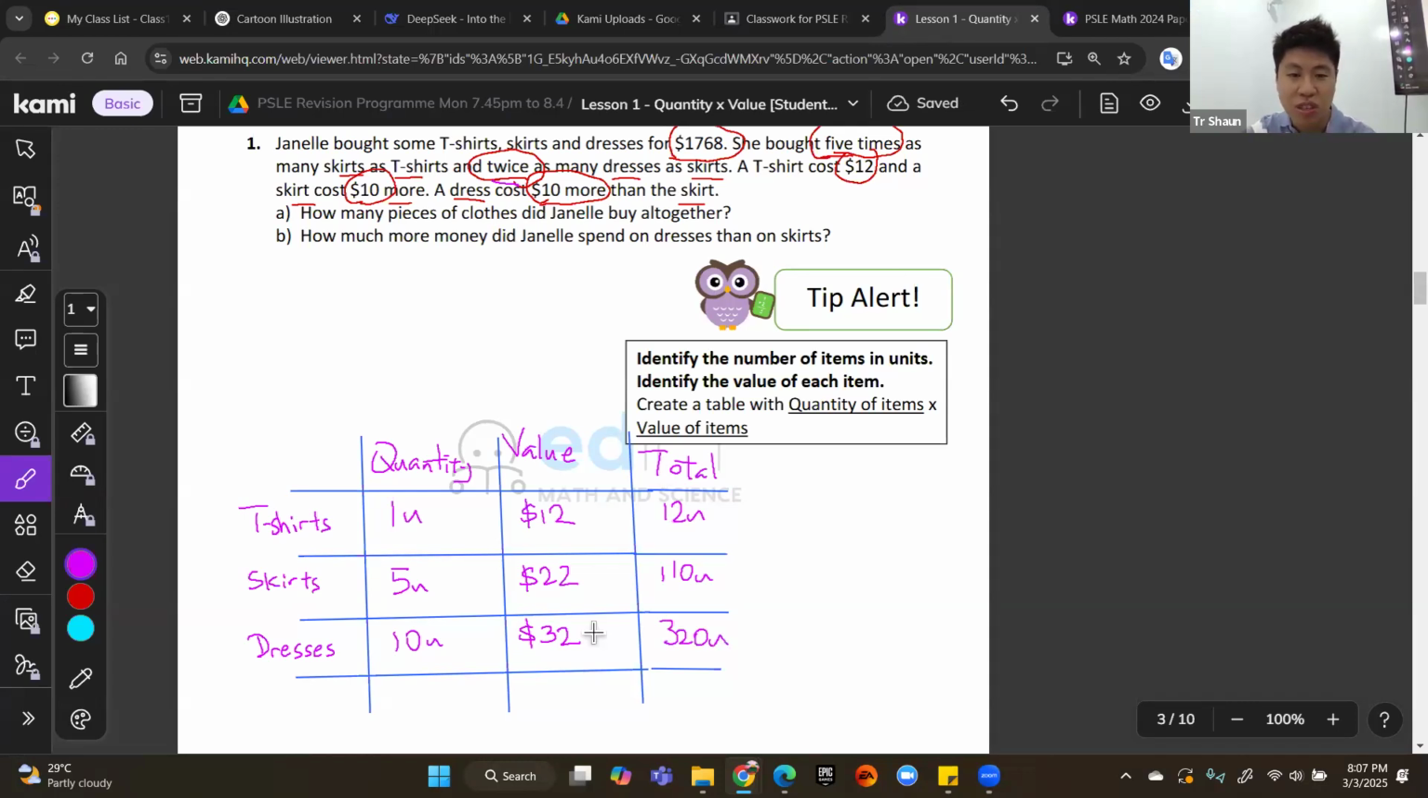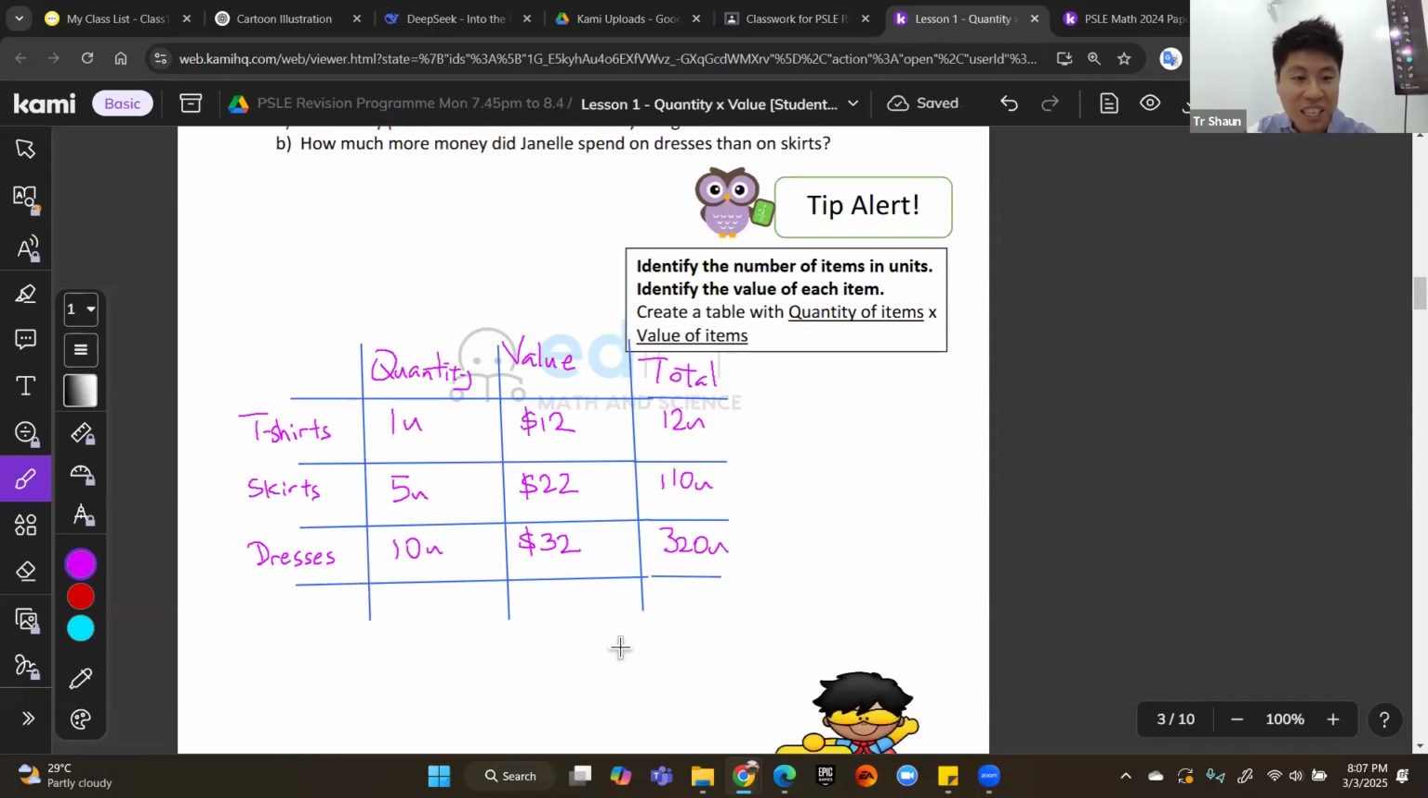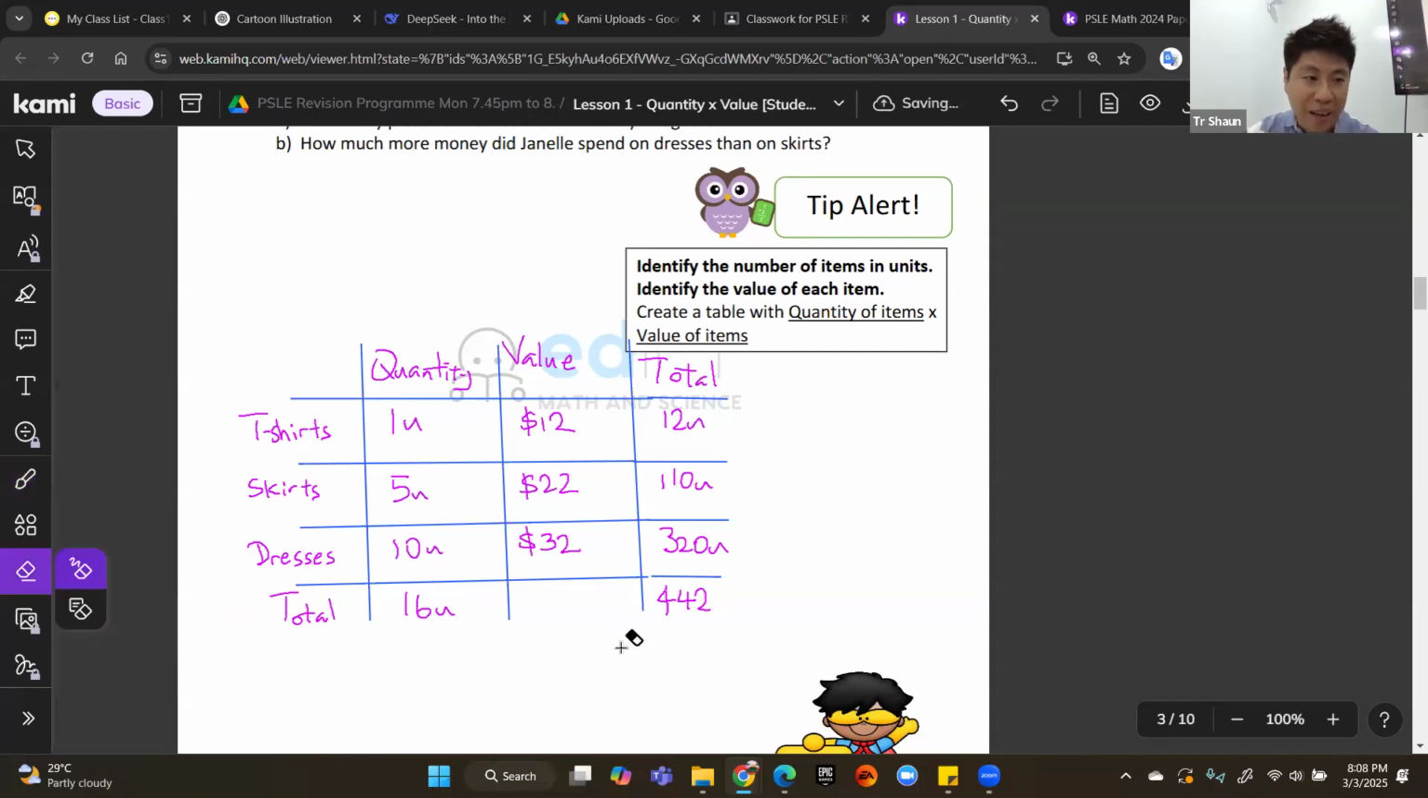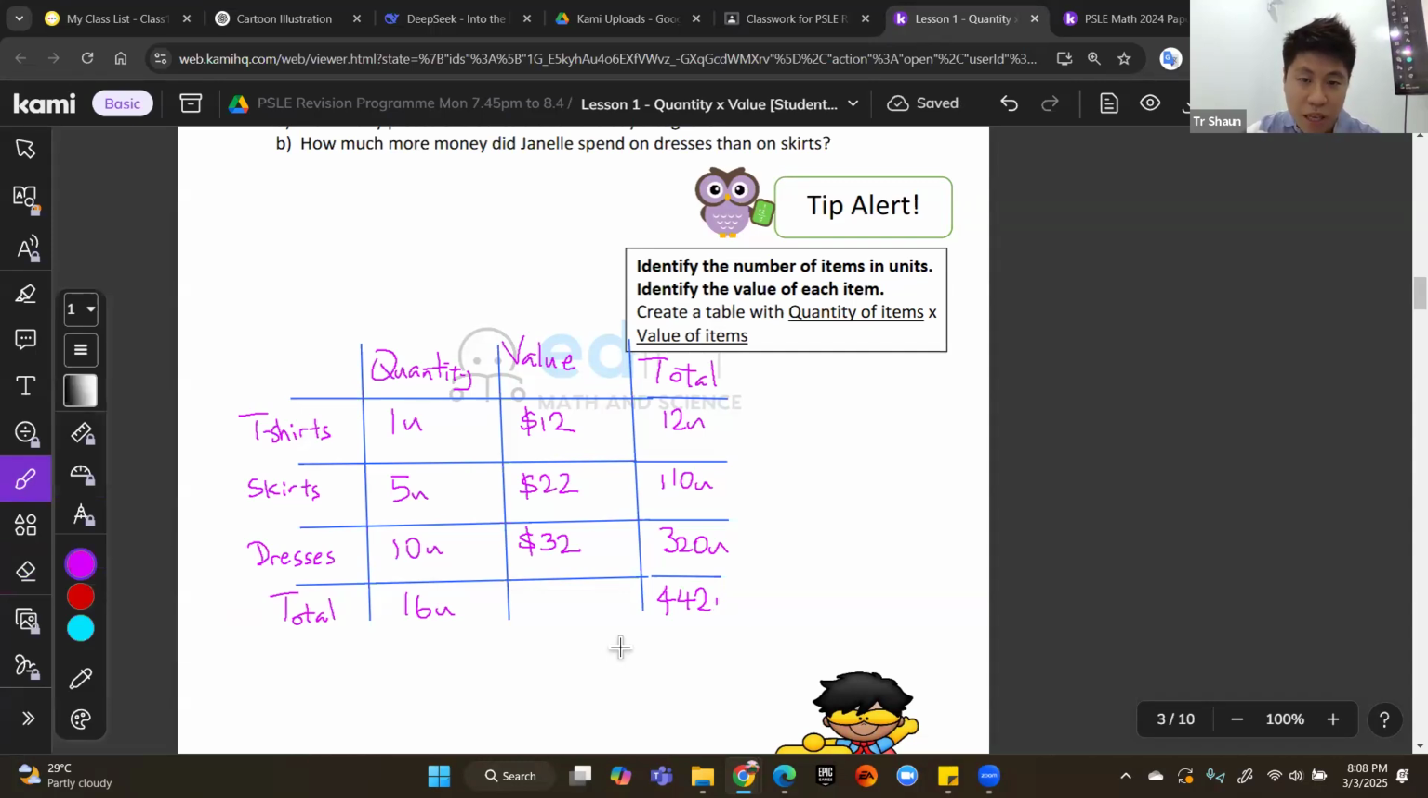Okay, so here is 320. Last column below here is total. So total for here is 16 units. Total for here, you press your trusted calculator, it will give you 442 units. And you can say, wow, the unit is so big. It's all right, because we multiply the quantity times value, so it is definitely going to be big.